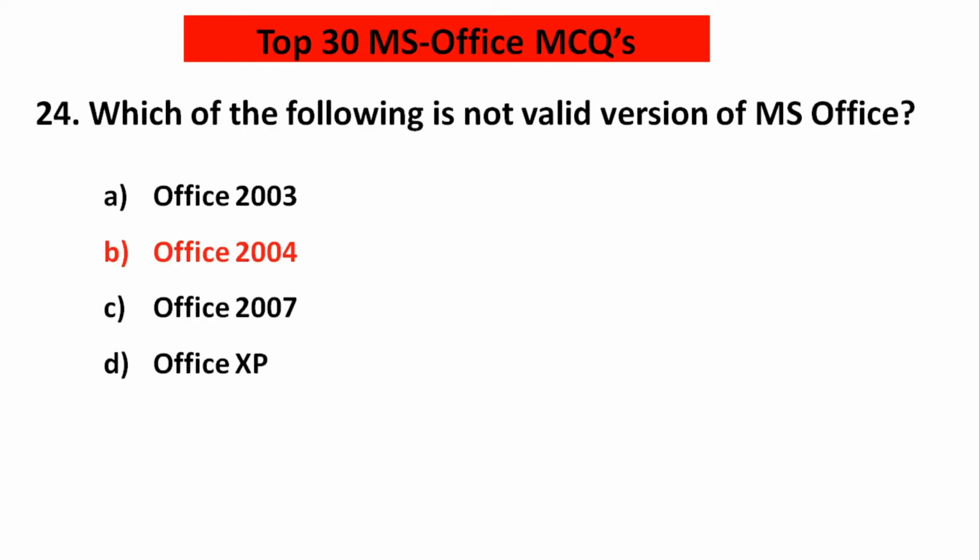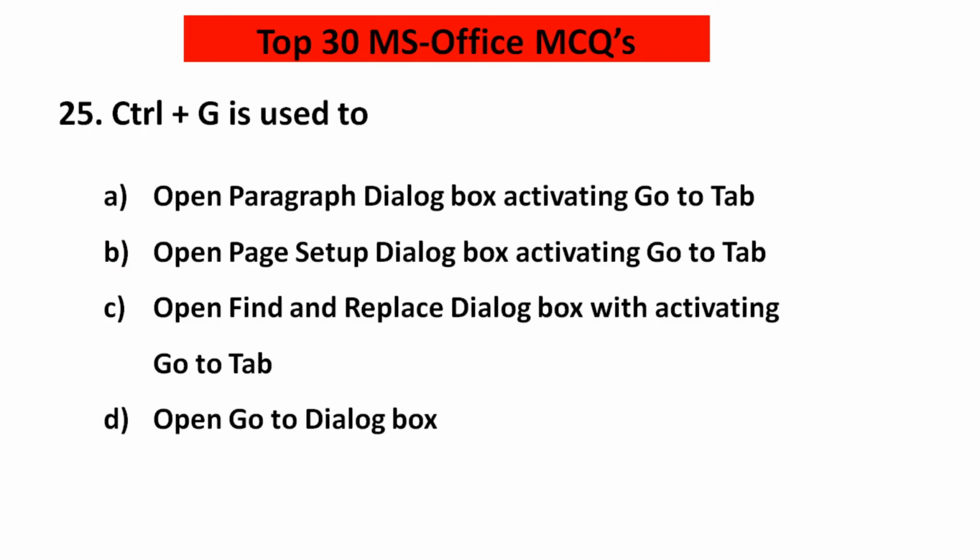Office 2004. Next question. Ctrl plus G is used to: option A. Open paragraph dialog box activating Go To tab. B. Open page setup dialog box activating Go To tab. C. Open Find and Replace dialog box activating Go To tab. D. Open Go To dialog box. And the right answer is option C. Open Find and Replace dialog box activating Go To tab.